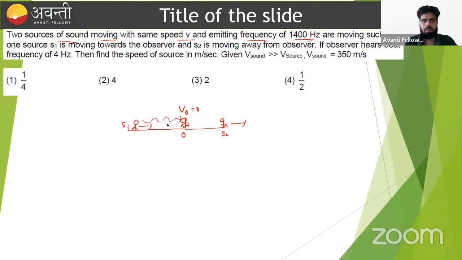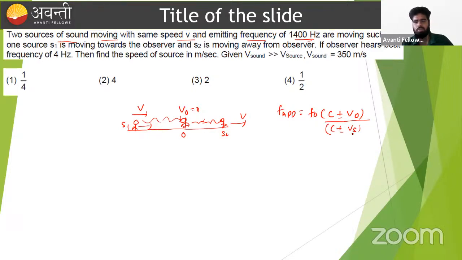So the frequency created by sound 1 and the frequency created by sound 2, how are they related? Say both are moving with the same speed v. And we know the apparent frequency heard by the observer is given by f naught. If we consider the velocity of sound as c, it is c plus or minus the velocity of the observer, over c plus or minus the velocity of the sound source. Here the observer is fixed, so this value equals 0. One more thing: the observer hears a beat of 4 hertz. What is the meaning of beat? That is the difference of frequency.